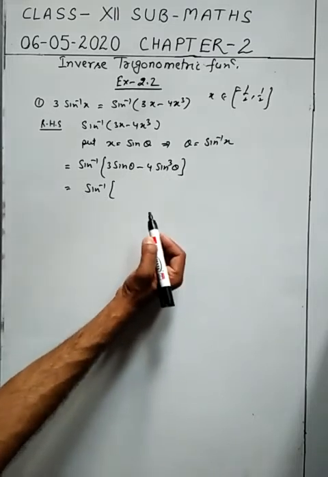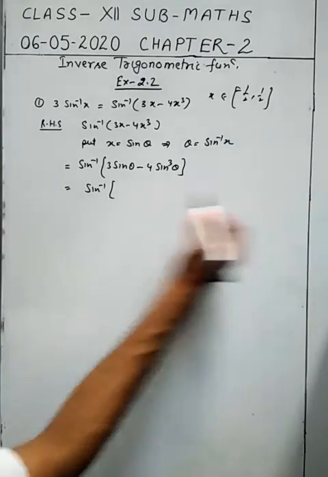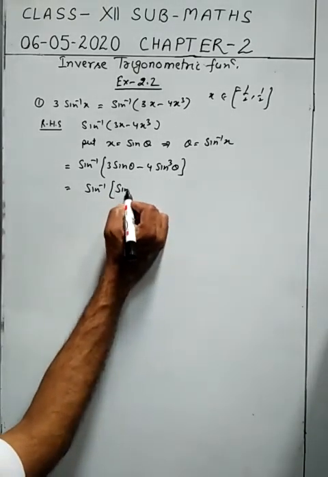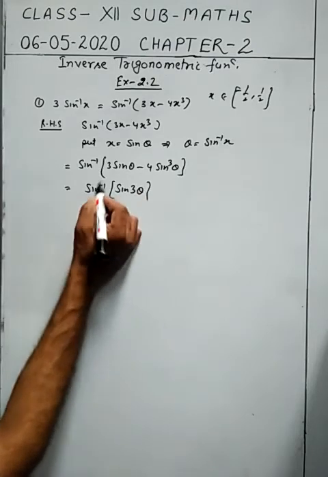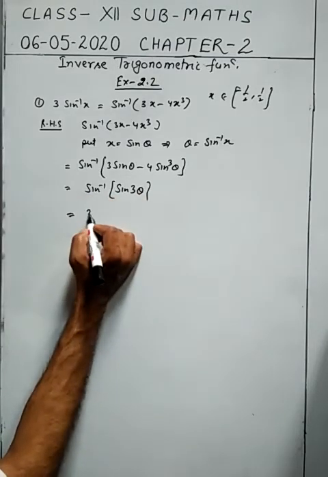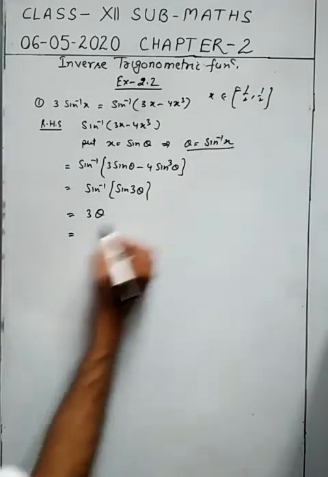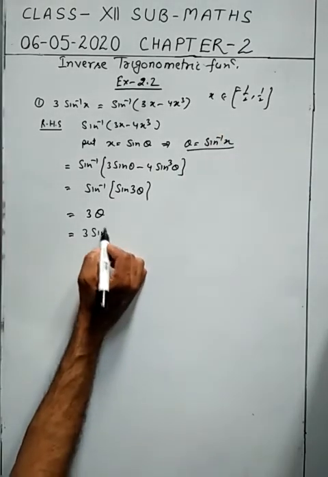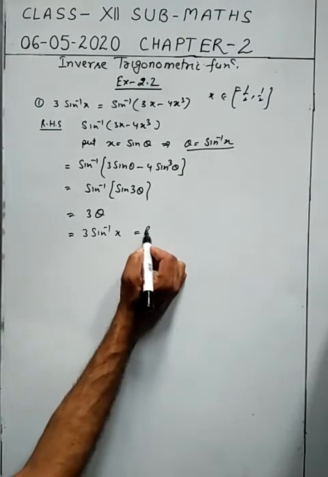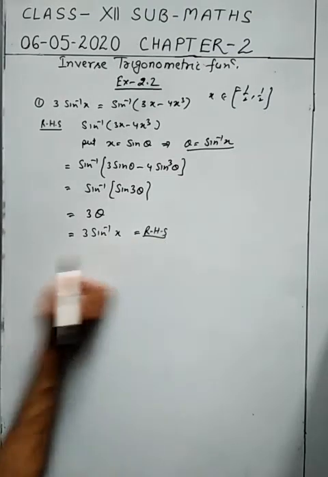This is the trigonometric formula. You have to make a list of the formulas. This is sine 3 theta. Sine inverse cancels with sine, and we are left with 3 theta. The value of theta is sine inverse x. So this is 3 sine inverse x, which equals the RHS.